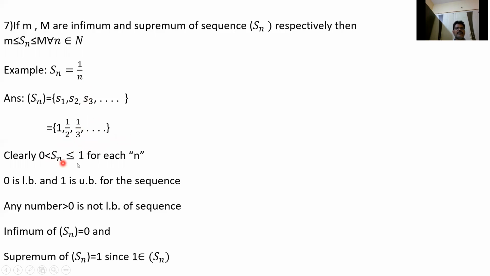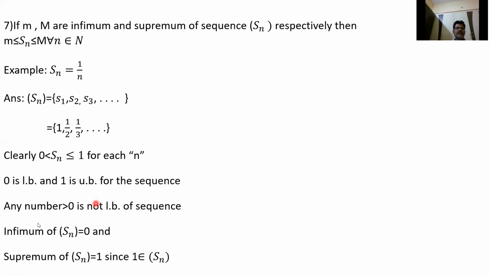So clearly 0 < Sn ≤ 1 for each n. You observe here, every term, because n belongs to N, Sn is greater than 0 for all n, and every term is less than or equal to 1. So therefore, 0 is a lower bound and 1 is an upper bound for the sequence.